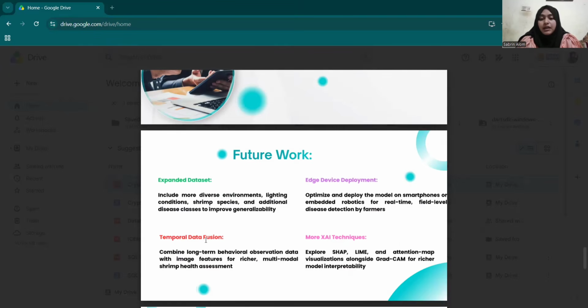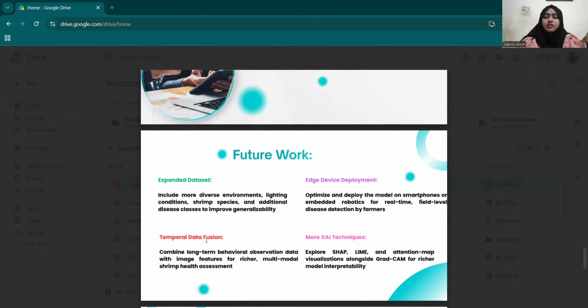Explore SHAP, LIME and attention map visualization alongside Grad-CAM for richer model interpretability. They actually want to say explore SHAP and LIME techniques alongside Grad-CAM for even deeper model explanation. This is all the work we are doing in our future work for this paper. This is very important for our paper.